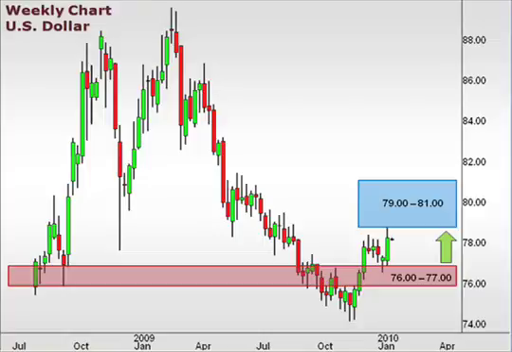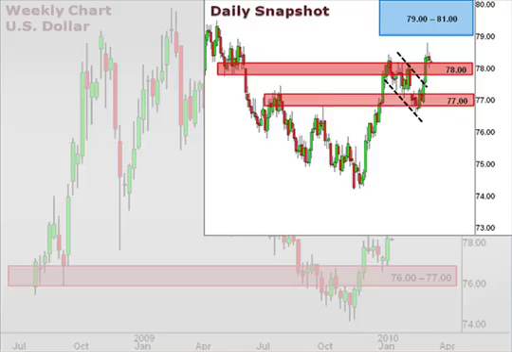least some backfilling. If we take a look at our daily snapshot, you can see the bull flag that we've illustrated is starting to break out. The 78 level remains an important support on our daily chart. Consolidation above here and a bounce lends further credibility to a push into that 79 to 81 box.